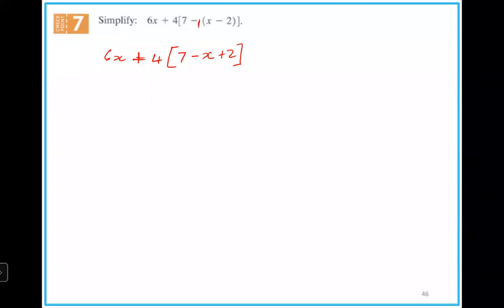All right. So 6x plus 4, and then this bracket will be 9 in the bracket. It'll be 9 minus x. So now the next line will be 6x plus 4 times 9 is 36, minus 4x.